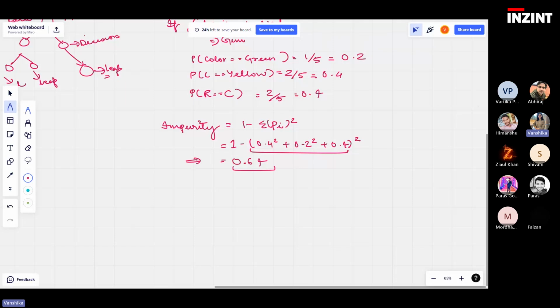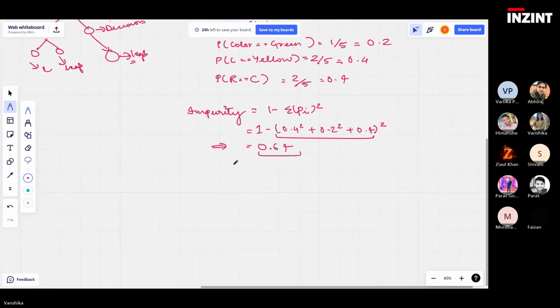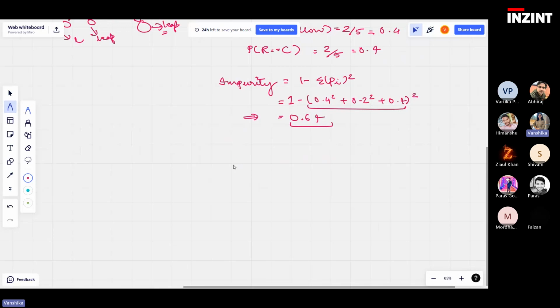So this is done. If color is selected as the feature, then this would be the impurity. But we are not done with it. Now for each color, we are going to calculate the probability for a specific label. Basically, if color is red and label is mango, what is the probability? If color is green, and the label is the other fruit, lemon, what is the probability? So we are going to do that.